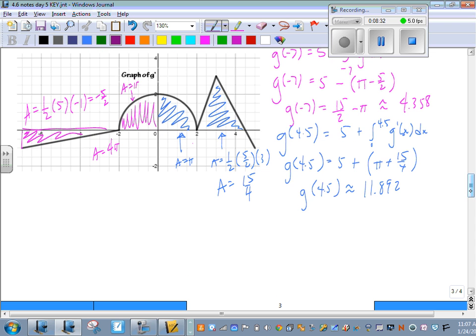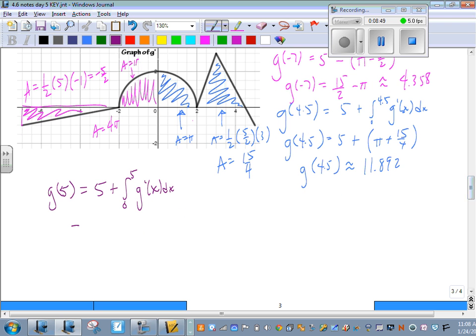We're trying to find out what's g of 5. Well, we have g of 0 plus that definite integral, so again, g of 0 is 5, plus the definite integral from 0 to 5 over our derivative. So area, well, we figured out the area up to 4.5. All we need to do is find this area and subtract it. Well, actually add it, but it's going to be a negative area. So this one, area is 1/2 times the base is 1/2, and the height is -1. So the area of that is -1/4.